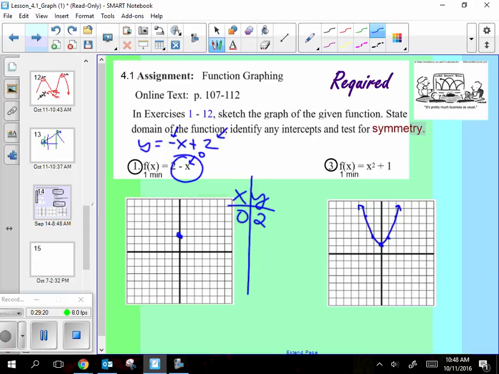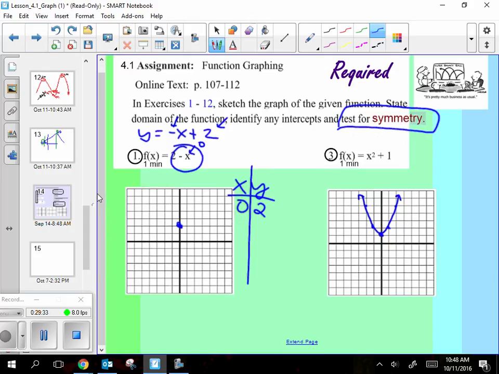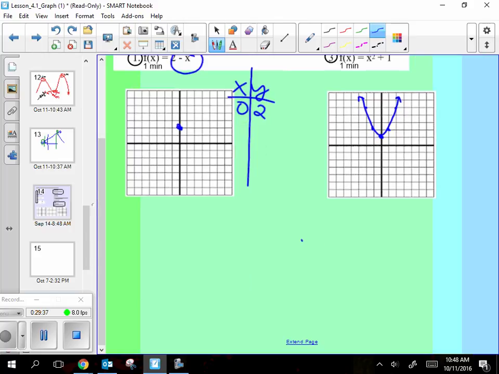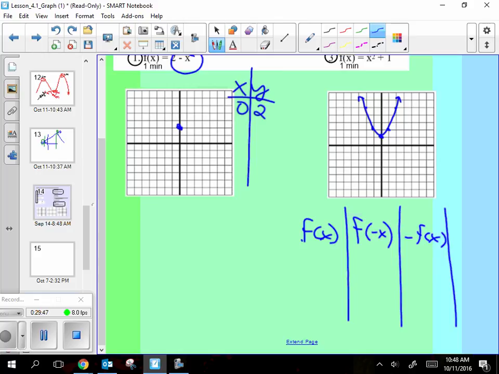Now, I can look at that and say it's even. But they said test for symmetry. And I want you to get used to these. We'll start with just doing a few of these where I actually want the whole chart. Number 3 is one of them. I want you to not only say I think it's even, I want you to prove it with this. F of x, f of negative x, and negative f of x.